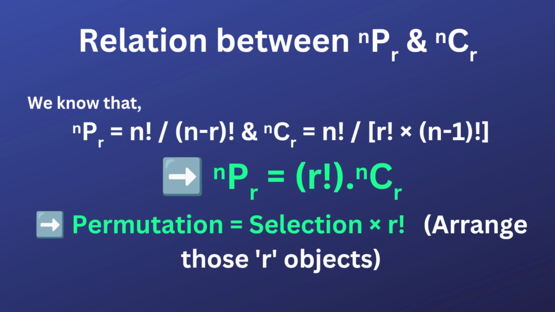There is a very powerful relation between permutation and combination. First select r objects, that is nCr ways, then arrange those r objects, that is factorial r ways. So total nCr into factorial r, which equals nPr. This relation is frequently used in solving problems.